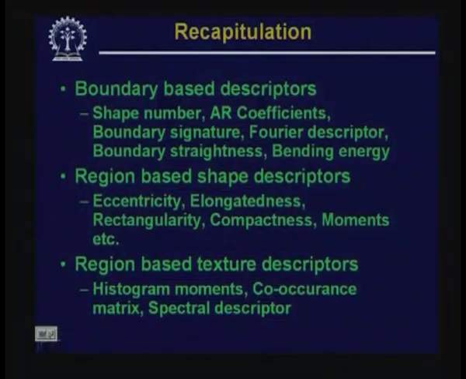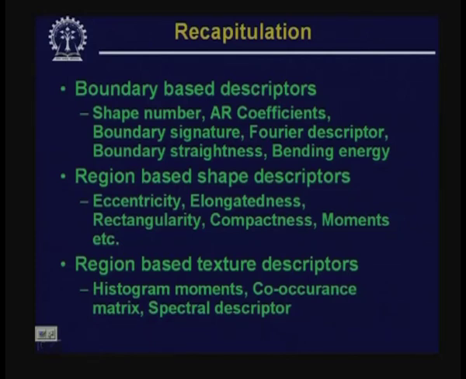And after this matching, we can identify which particular object the one we are getting from the image is, or we can roughly classify to which class of the objects in the knowledge base of the computer this current object belongs. So, till our last class, we have seen a number of such representation and description techniques.